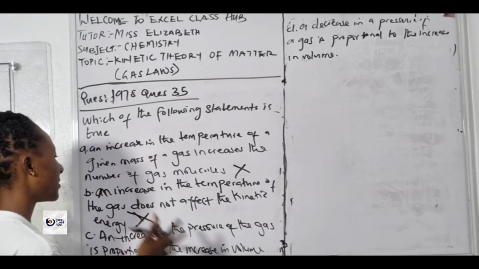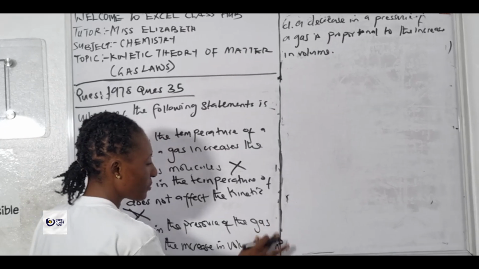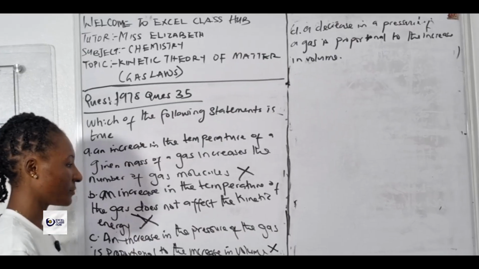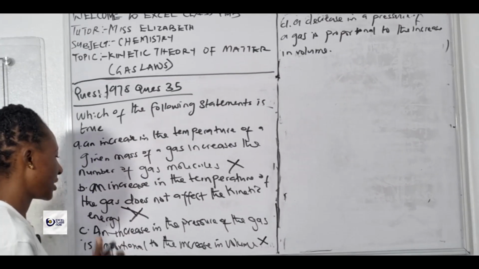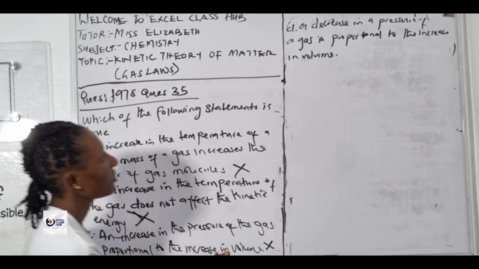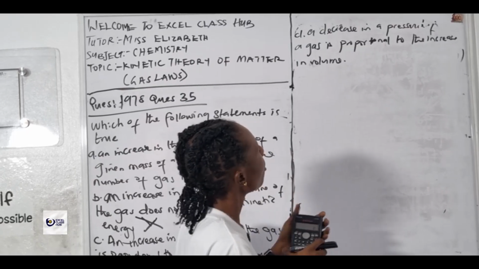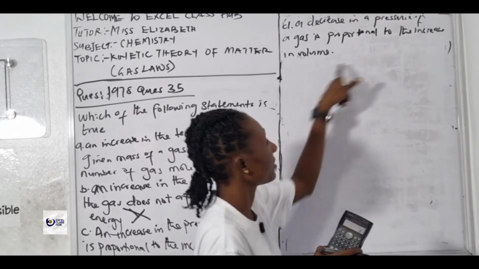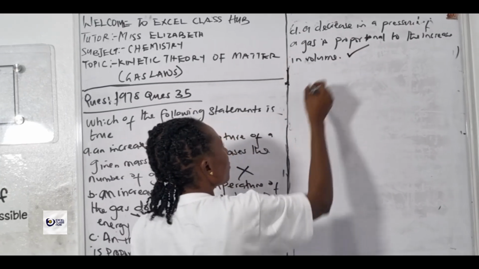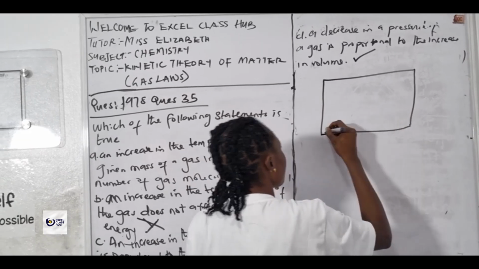C, an increase in the pressure of the gas is proportional to the increase in volume. Wrong. According to Boyle's law, which states that the volume of a fixed mass of gas is inversely proportional to the pressure, provided that temperature remains constant. So wherever there's an increase in pressure, there will be a decrease in the volume. So let's see the last option, which says a decrease in the pressure of a gas is proportional to the increase in volume. Correct.